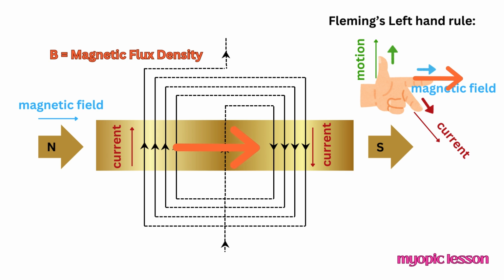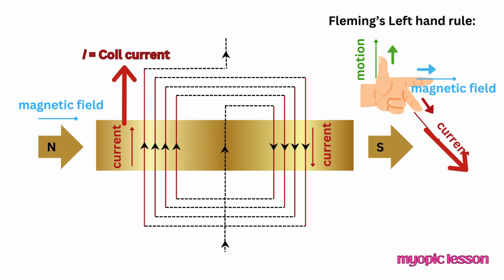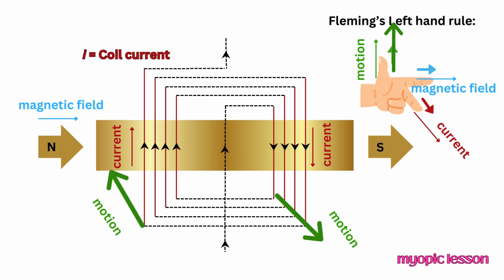For a left hand, the forefinger points to the direction of the magnetic field. The middle finger indicates the current direction. Consequently, the thumb points to the direction of generated force.